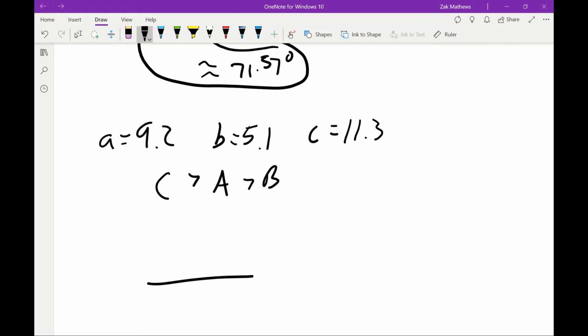I can draw that out. I would see the same thing. So 11.3, angle C will be the biggest. B, 5.1 will be the smallest side. And then angle A will be the middle at the 9.2. I know exactly how they're going to fall, and so it makes the thinking about it a little bit easier. But what I have to keep in mind is if I'm going to start with law of cosines, and I have all three sides, I always want to find the largest side first. Let me write that out.